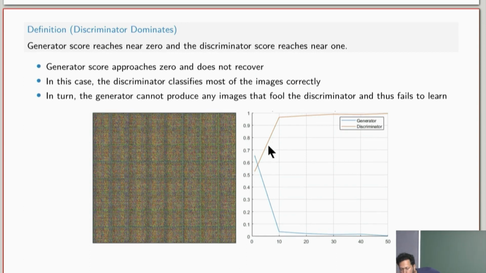You see very quickly, within 10 epochs, it reached a score of 1, and the generator is here already. But looking at this, you may see what is wrong. Things may look perfect, because the generator got to 0 and the discriminator is already at 1.